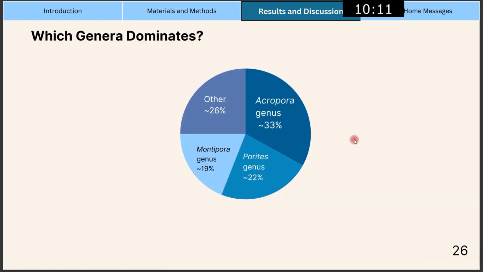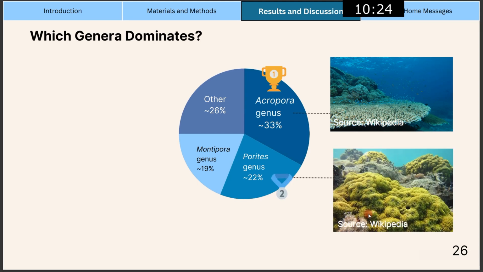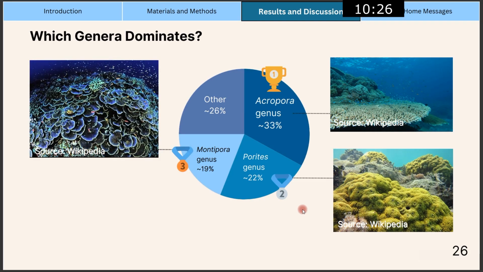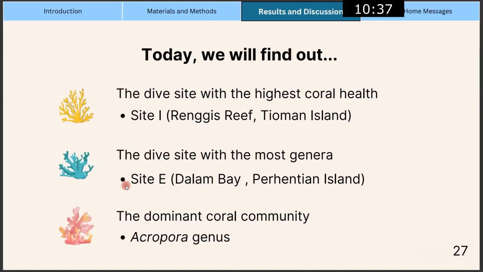So which genera dominates? As you can see here, the Acropora genus dominates. It might be due to the tolerance of sedimentation that helps them to become dominant more readily. The second is the Porites genus. Then the last is the Montipora genus. So these three dominant genera add up to 74% of the total live coral coverage.